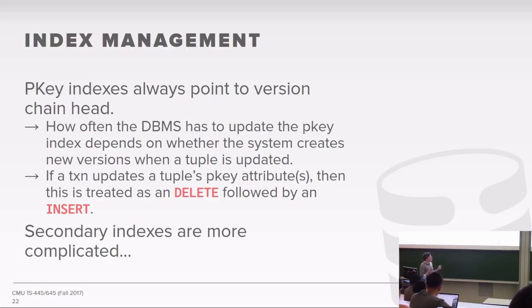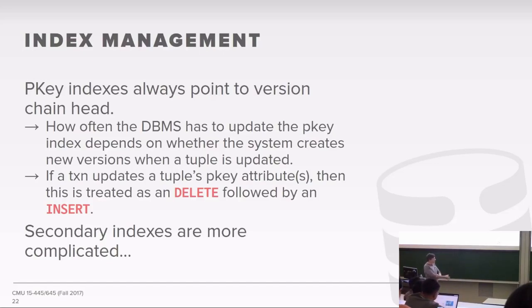So the idea here is that our primary key indexes are always going to point to our version chain. And whether it's the oldest version or the newest version, it doesn't matter, right? It's always just going to point to the head. Typically what happens when you update a tuple, in some implementations of MVCC, you're actually going to do a delete and then an insert. So logically, they're still the same tuple, but physically now there'll be two separate chains, right? There'll be the deleted version and then the new version, if you update on the primary key.